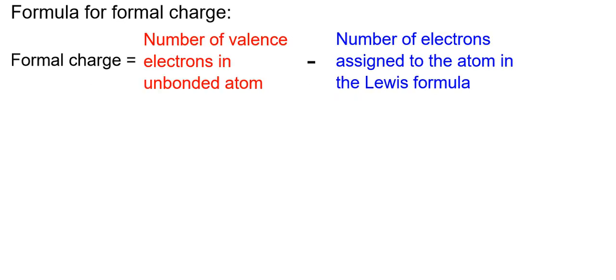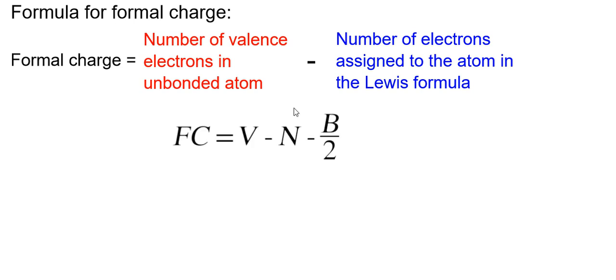Formal charge looks at the difference between the number of valence electrons when the atom is on its own minus the number of electrons assigned to the atom in the Lewis formula. If it's a positive formal charge, that means it had more electrons in its control originally than it does in the diagram. If it's a negative formal charge, that means now it has more electrons in its control than it did originally. Generally, a negative formal charge will be found on more electronegative atoms.